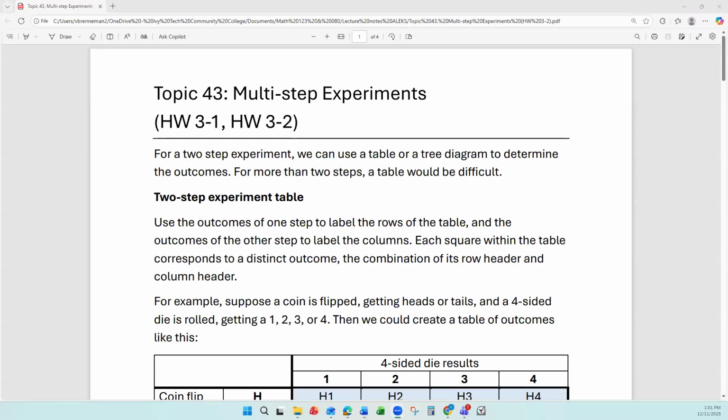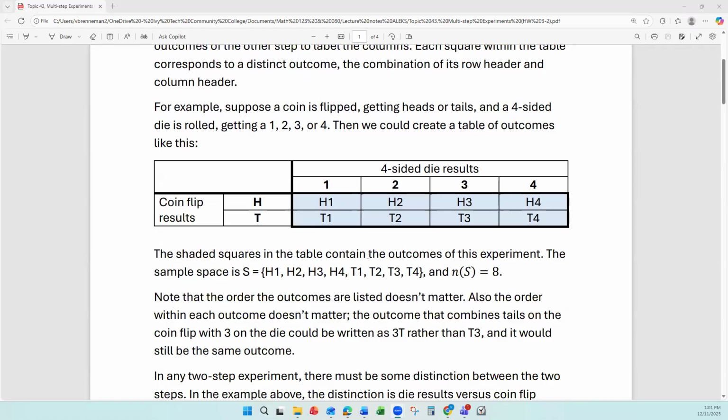This video is over topic 43, multi-step experiments. So, multi-step experiments, so you have one experiment repeated, or you have two different experiments and you're looking at the combined results. So the sample space is all the possible combinations of those steps.